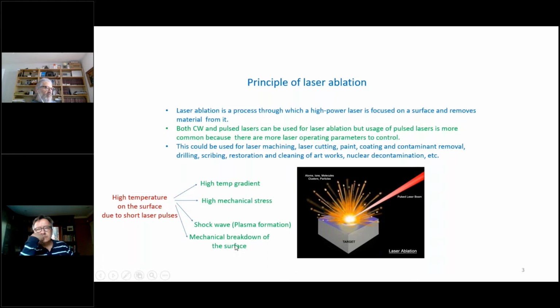So both continuous wave lasers and pulse lasers can be used for laser ablation, but in this case we mostly talk about pulse lasers because pulse lasers have various different parameters that can be controlled, like pulse width, repetition rate, energy per pulse, and so on. But in the case of CW lasers, it's only the wavelength and the power that you can control.